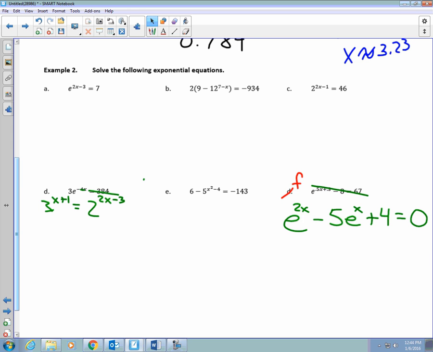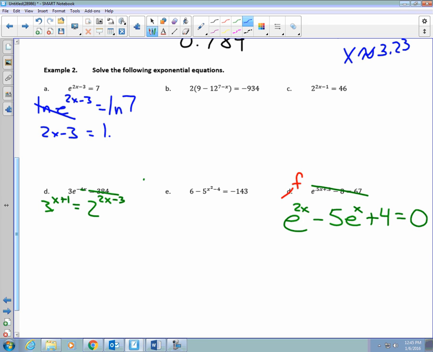Okay, so what we need to do is get rid of the e. And so we'll again take the natural log of both sides. Natural log of e to the 2x minus 3 is equal to the natural log of 7. What happens here? I'm left with 2x minus 3 equals natural log of 7. So I convert that to a decimal. What is natural log of 7? 1.95, we'll say. I add the 3. 2x is equal to 4.95. Divided by 2, x is 2.4.